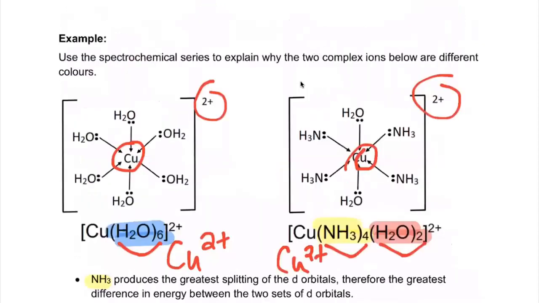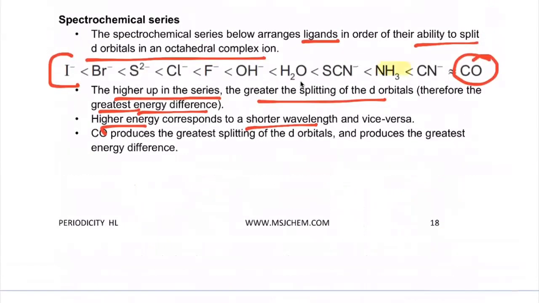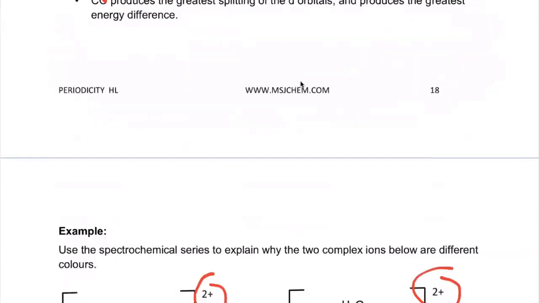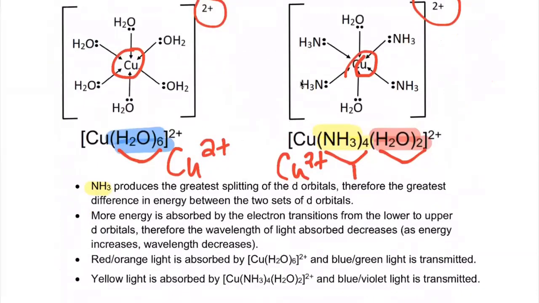I'm going to scroll back up here really quick just to point this out. So here is NH3, ammonia, and then over here's water. So ammonia is further to the right. So that's where the greater splitting of the d orbitals happens, which causes a larger energy difference. And so on this example, because the one over here on the right has these 4 ammonias, that causes a greater splitting of the d orbitals, which means that this complex ion is going to have more energy.